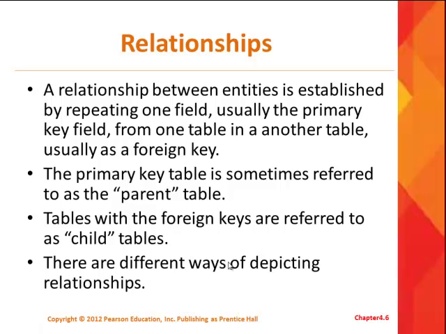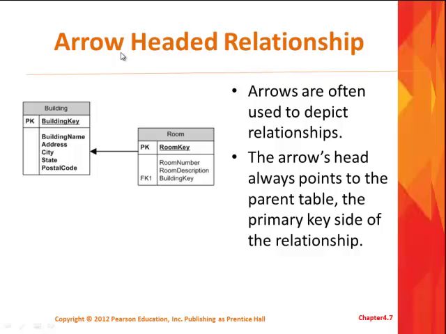It says there are different ways to depict these relationships depending on which notation you use on your ERD. One way is this arrow-headed relationship. It's just simply a line with an arrow pointing to the parent side of the relationship. So this is a one-to-many relationship. This says a building can have many rooms. Each room relates back to one building. So that's the arrow relationship.